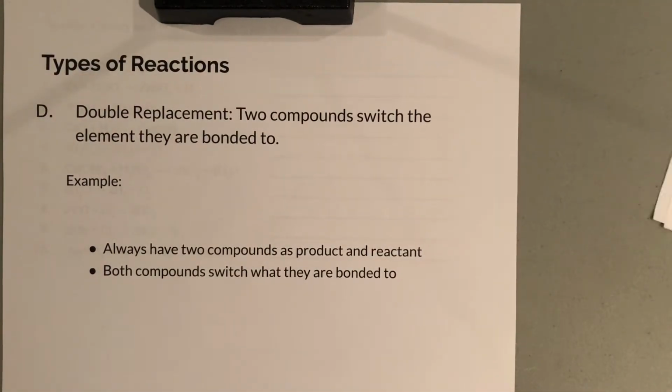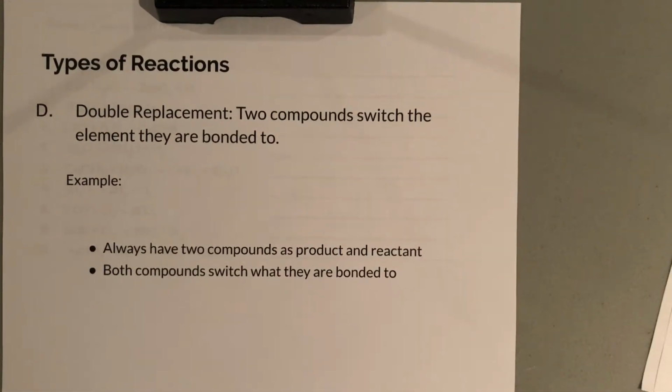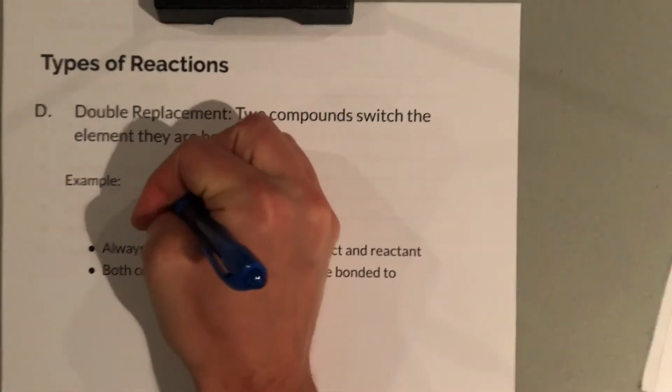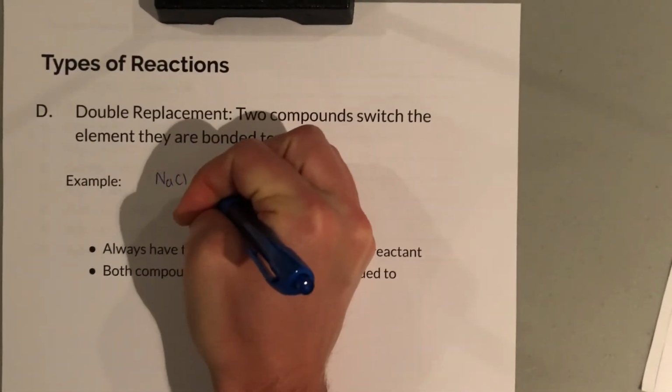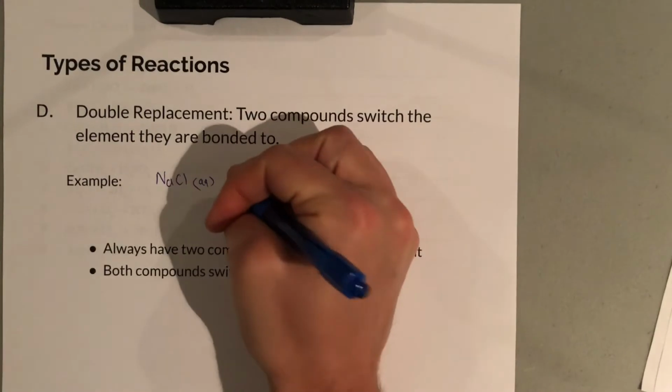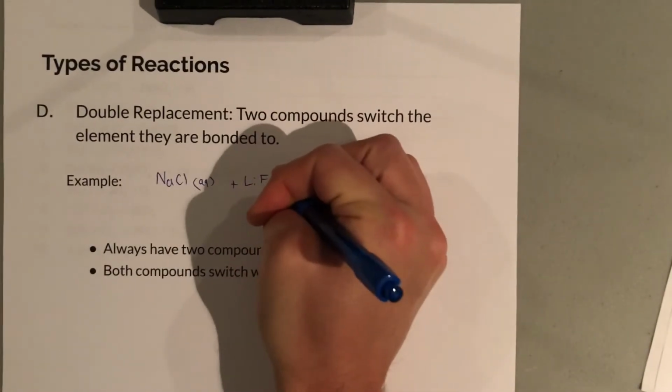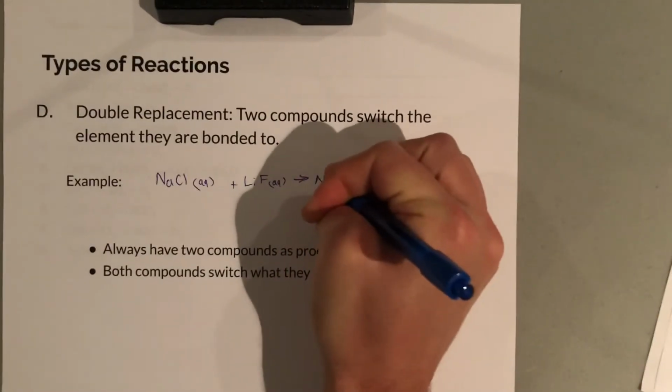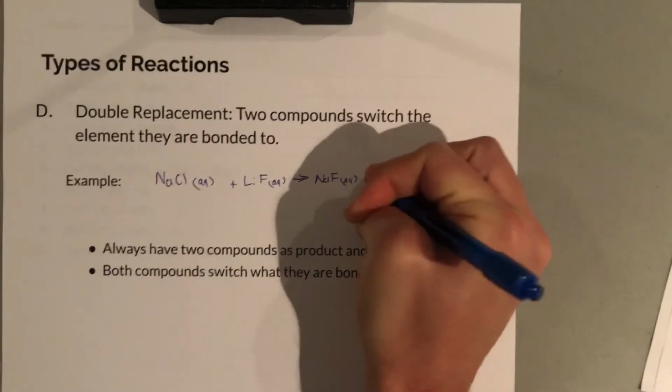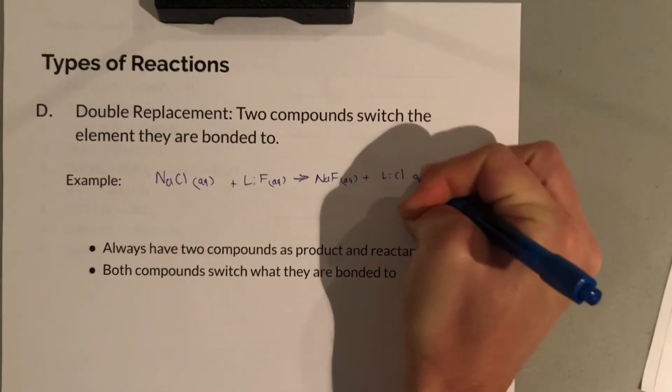Our last reaction type then is going to be a double replacement reaction. A double replacement reaction is exactly what it sounds like. Two things are going to get replaced. So in a double replacement reaction, two compounds are going to switch the element that they're bonded to. So if we look at an example, it would be something like this. NaCl plus LiF goes to form NaF and LiCl.